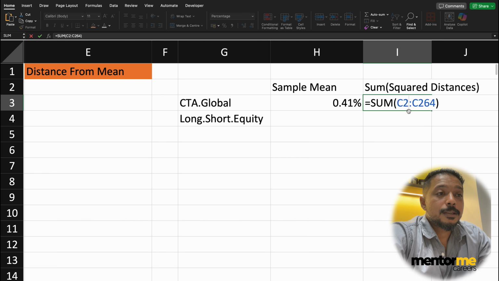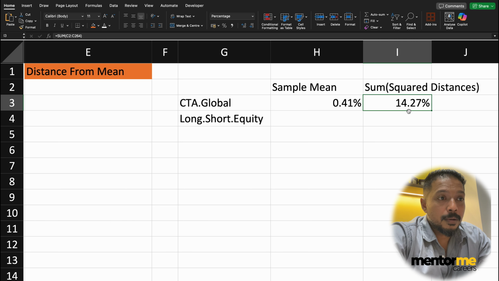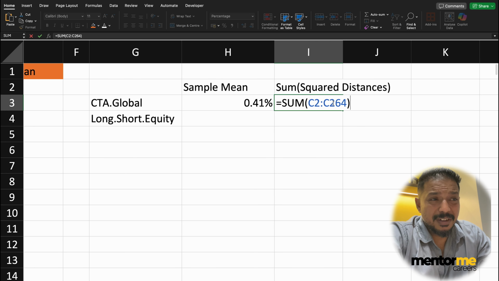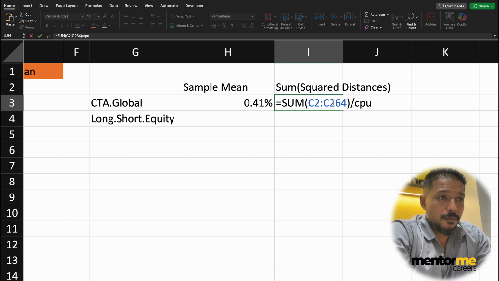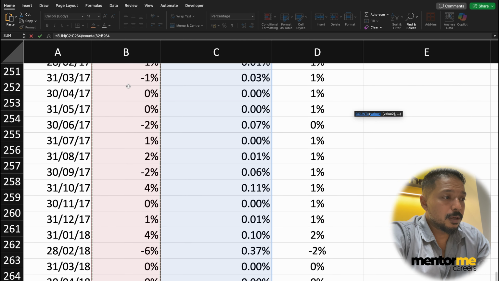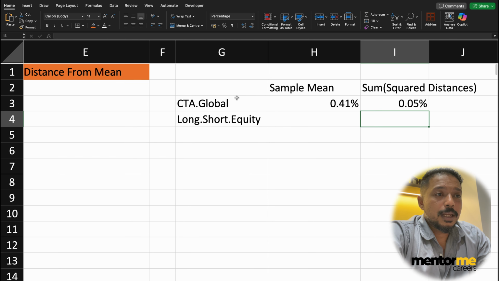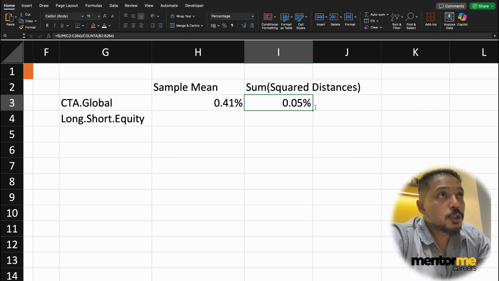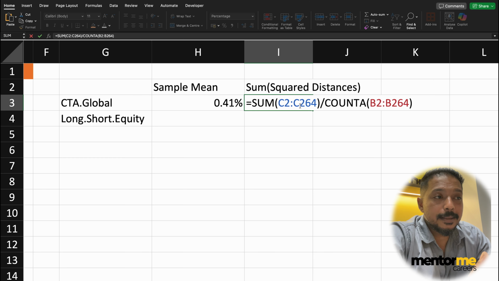Now, when I've taken the sum of squared deviations, it really is not telling me, on average, how much the returns of my fund fluctuate from the mean, right? So what I will do instead is, since I've taken so many observations, just like how I calculate a mean, take the sum and divide it by the number of observations. I can use a count function, although in the CFA syllabus you would not have the luxury of this function, but nevertheless, you need to get the idea. So now what I get is 0.05 as the average squared distance from the mean, because 14.27 was the total, right?